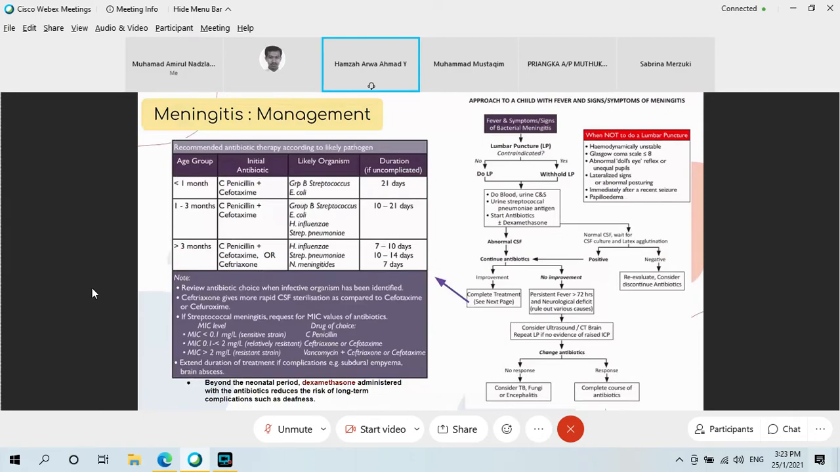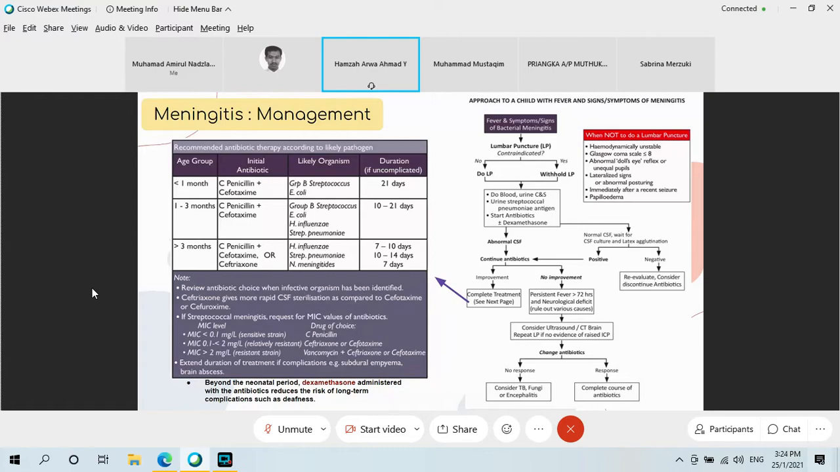Okay, for meningitis management, I would like you to pay attention to the algorithm first. What you will start with is to inspect the child or patient who has fever and symptoms and signs of bacterial meningitis. You will consider a lumbar puncture and check if the patient has a contraindication or not. If the patient has a contraindication, you will refer to the box with the red bar.